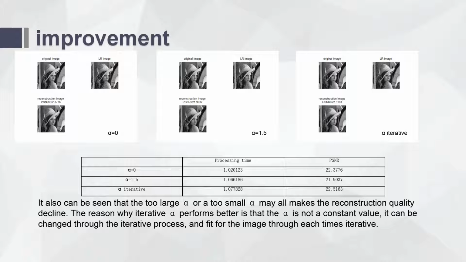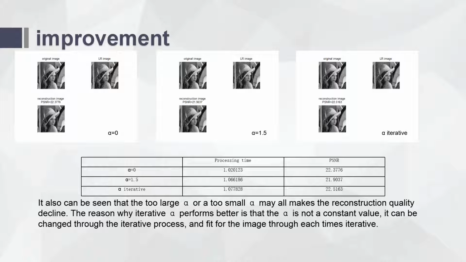As I said before, the regularization parameter alpha may influence the performance of the method. That means alpha can be changed in each iteration. The iterative alpha can do it. It makes the method applicable in more complex environments.